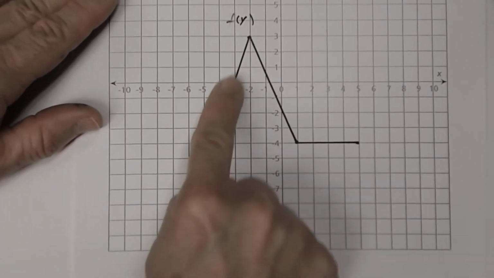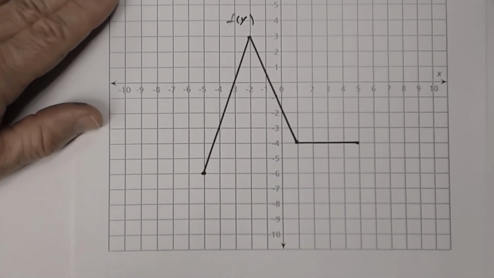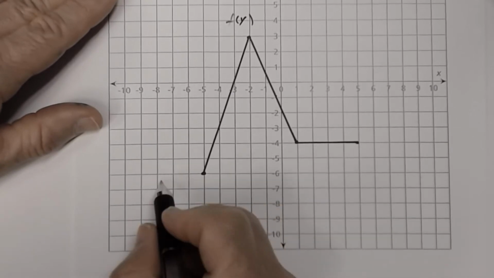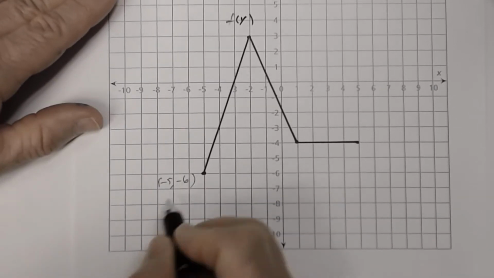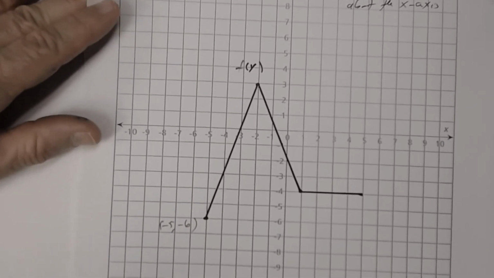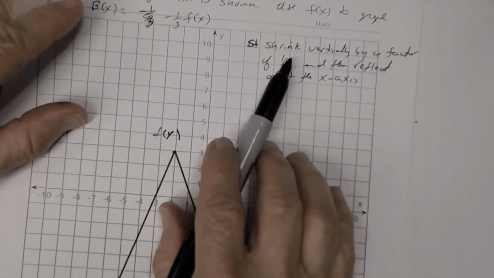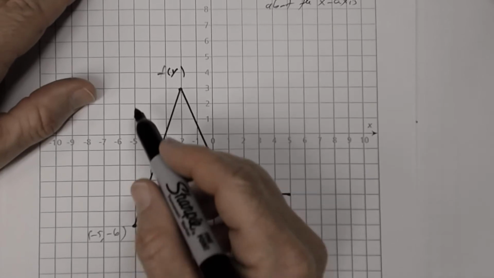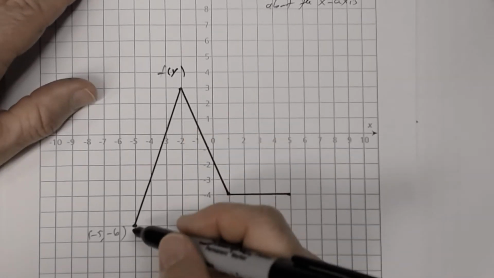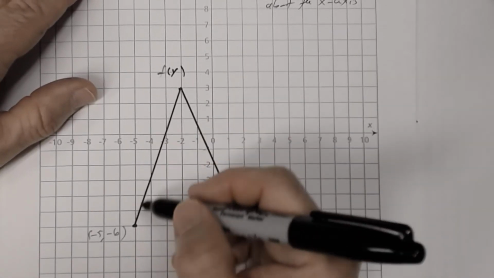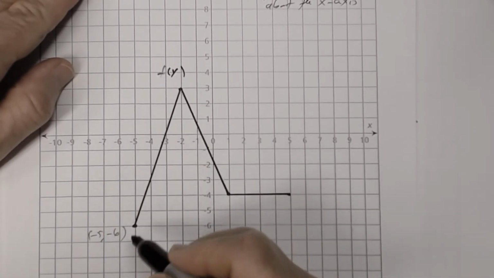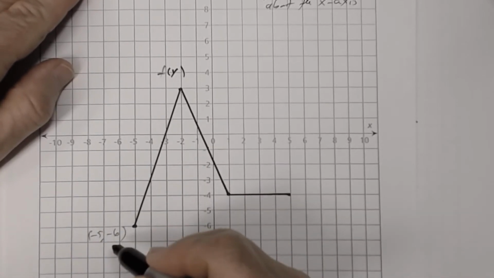Now these are all segments, so it makes things a lot easier for us. So this point right here is -5, -6, right? Okay, -5, -6. And so what I want to do is shrink vertically by a factor of 1/3. When we shrink vertically, we're moving it towards the x-axis; horizontal is towards the y-axis. So you shrink vertically, you're taking the y-coordinate and multiplying by a third.